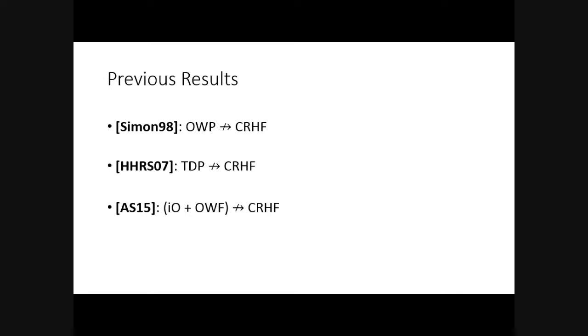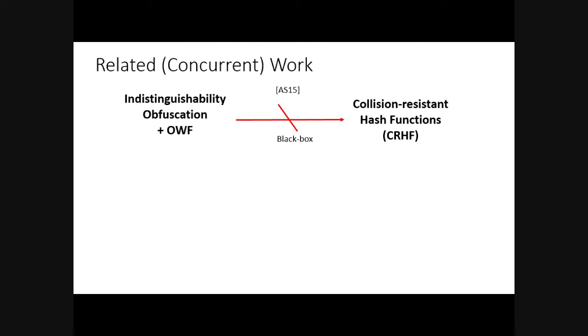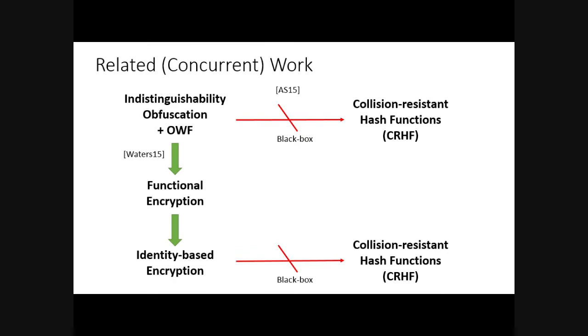We will rely on and extend the techniques of the first two results. As for the last result, it is quite significant to us, because their result combined with Waters' result, which shows that we can get functional encryption from IO, provides an alternative proof to a corollary of our main theorem, namely that identity-based encryption does not give us a collision-resistant hash function in a black box way, but it doesn't say anything about hierarchical identity-based encryption, which our work covers.